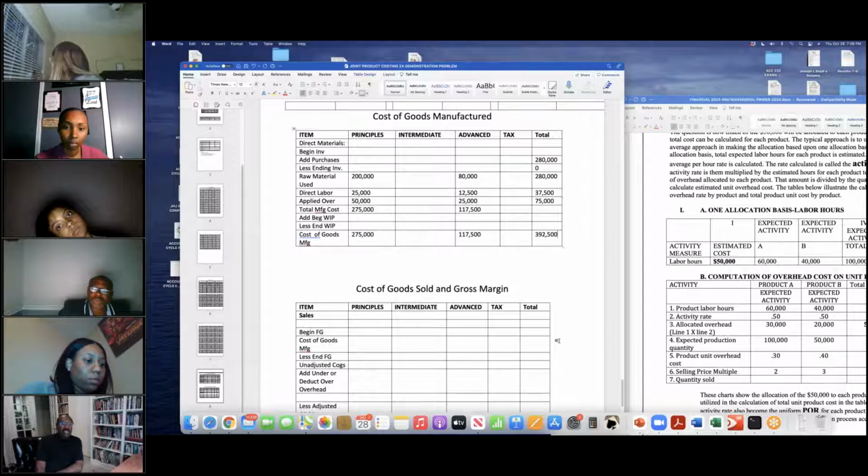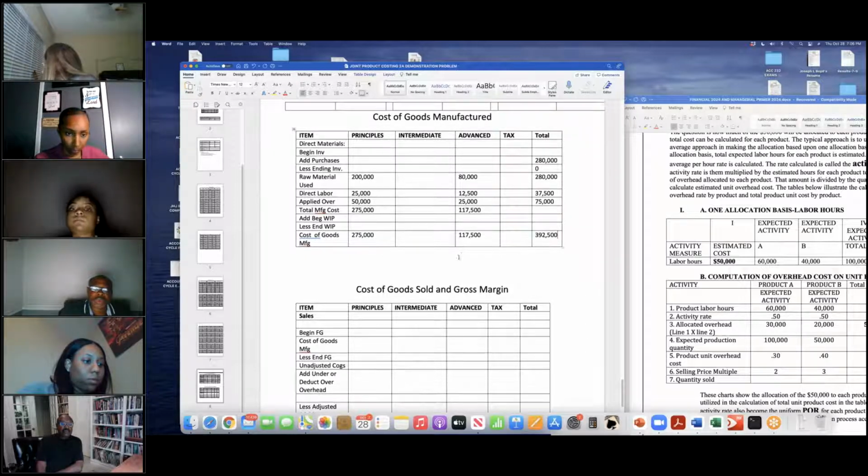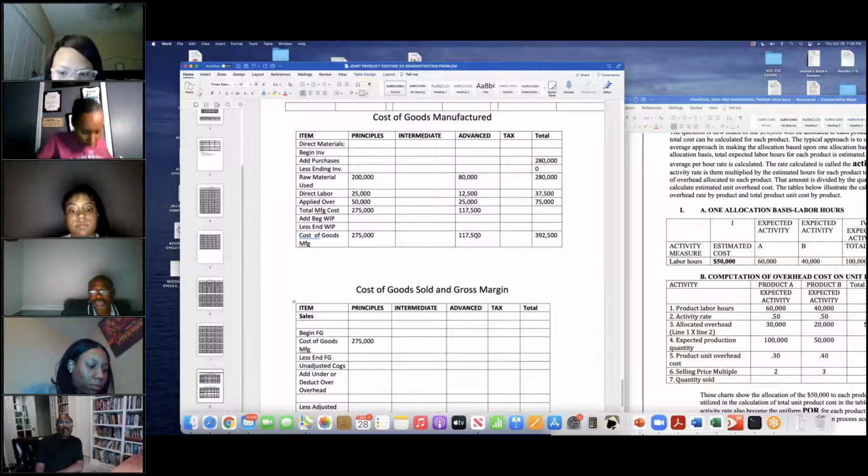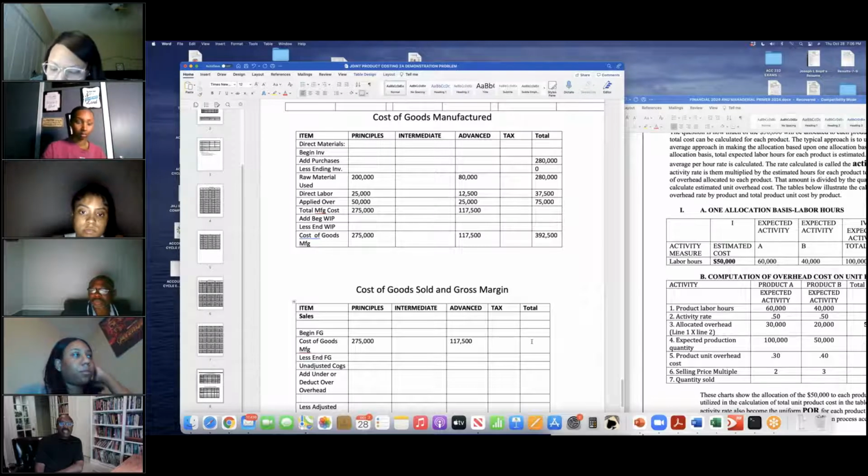And let's see if we can do a cost of goods sold right quick and we'll be done. Remember, to get cost of goods sold, we're going to bring down the cost of goods manufactured. We're going to bring down the 275 and the 117,500. So the total cost of goods manufactured is 392,500.